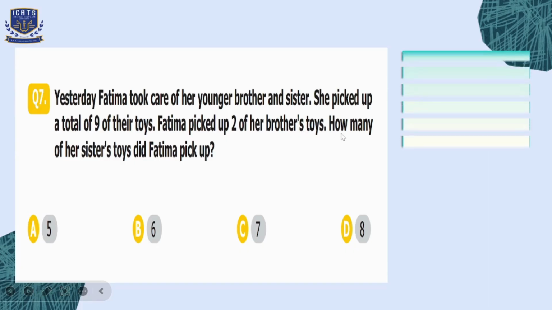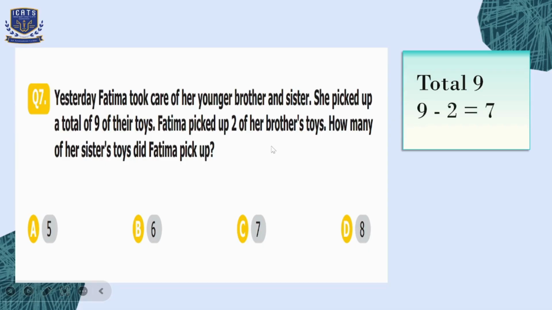So in total, she picked up nine toys, and two of them were her brother's. So we are going to subtract two out of nine. The answer is seven. It means that she picked up seven toys of her sister. So option C is the correct option here.